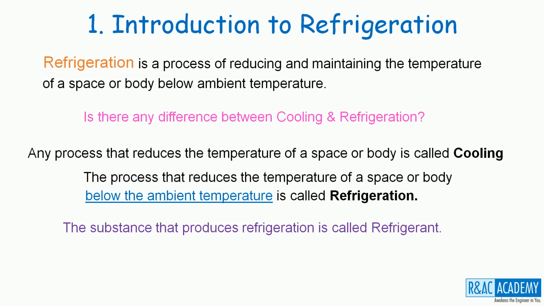The substance that produces refrigeration is called the refrigerant. In this example, between ice and water, ice is the refrigerant. Ice is also called a natural refrigerant because nature can make ice on its own.